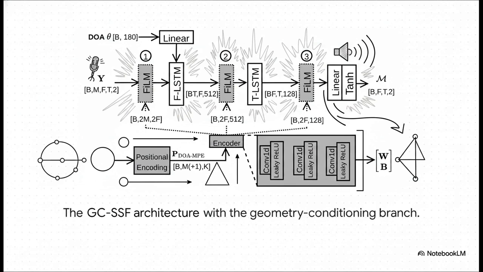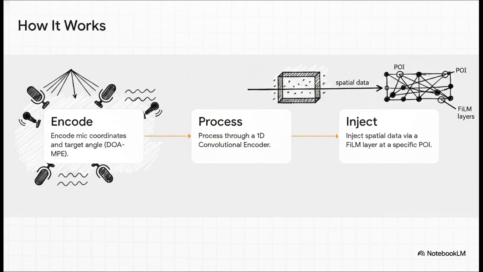Basically, it mathematically mashes up where the sound is coming from with where the mics actually are. Then, this branch acts like an orchestra conductor, actively telling the main network how to listen based on that exact physical setup. It all boils down to 3 really logical steps. Step 1. Generate that spatial encoding, the DOA-MPE, which captures all the essential timing delays between the scattered mics. Step 2. Process that encoded data through a 1D convolutional encoder so the system truly understands the spatial layout.